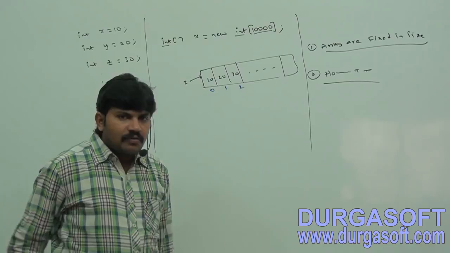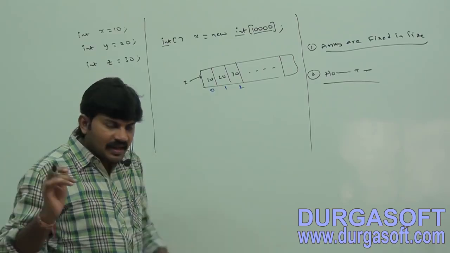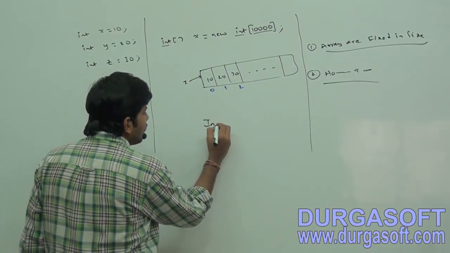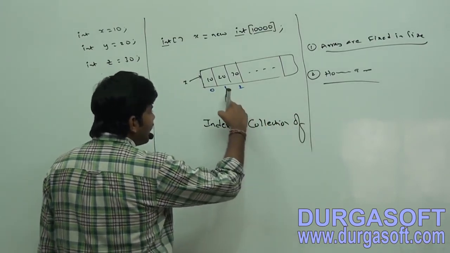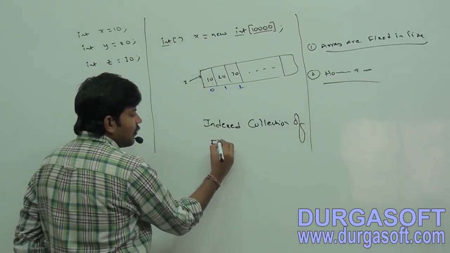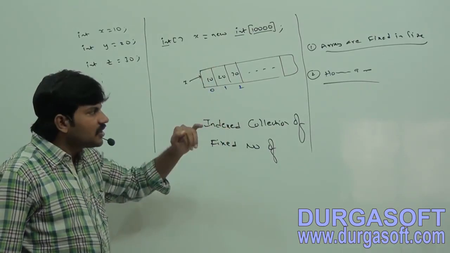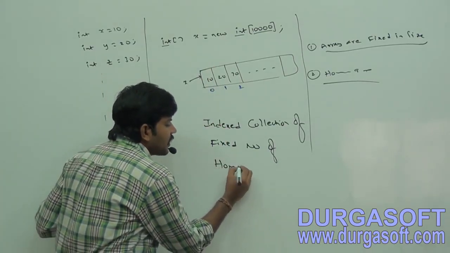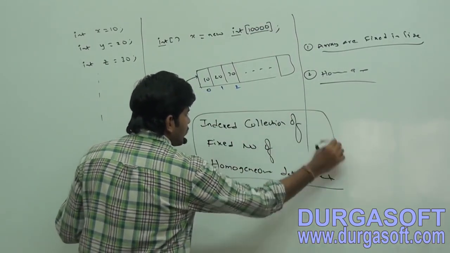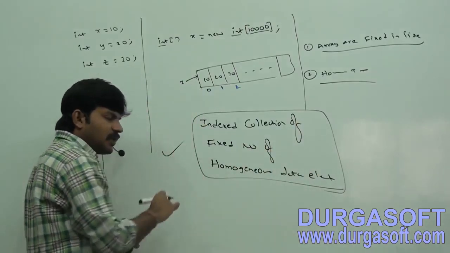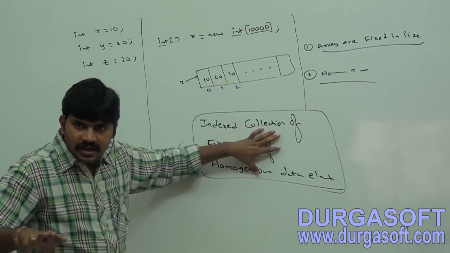Sir, can you define what is an array? What is an array? An array is an indexed collection of fixed number of homogeneous data elements. That is nothing but the concept of an array. Any explanation required now?